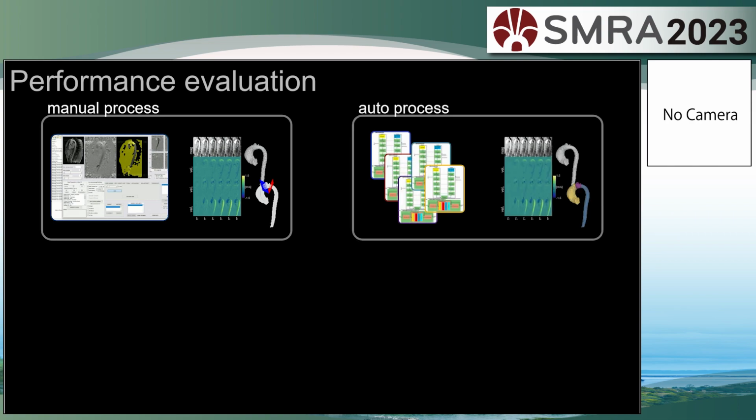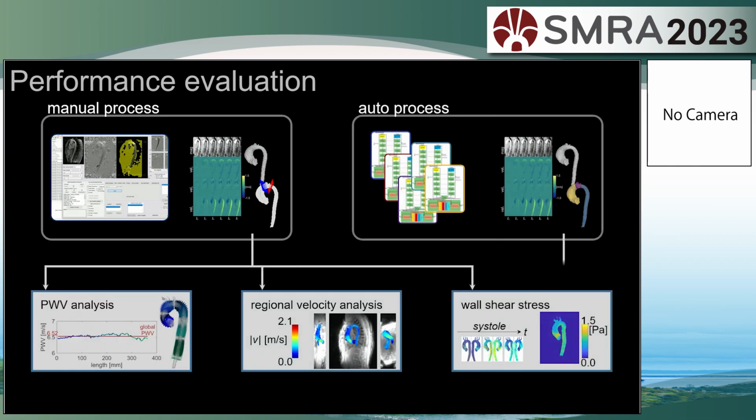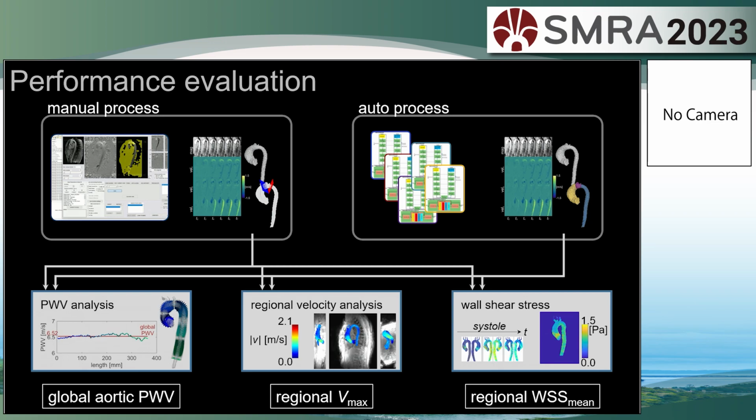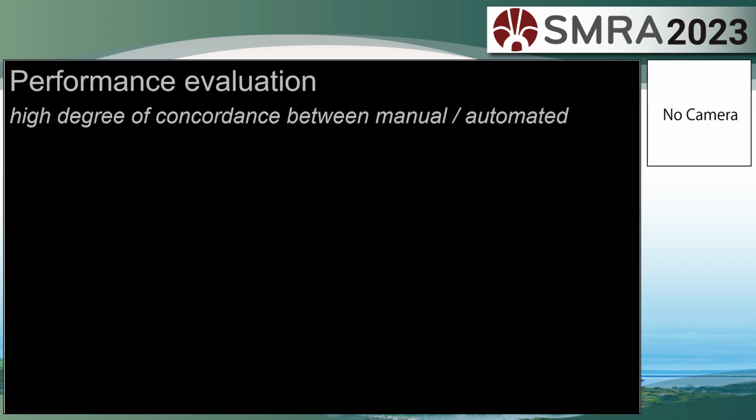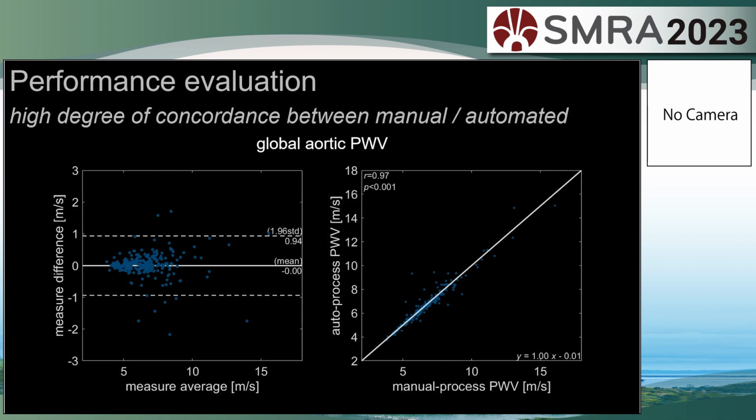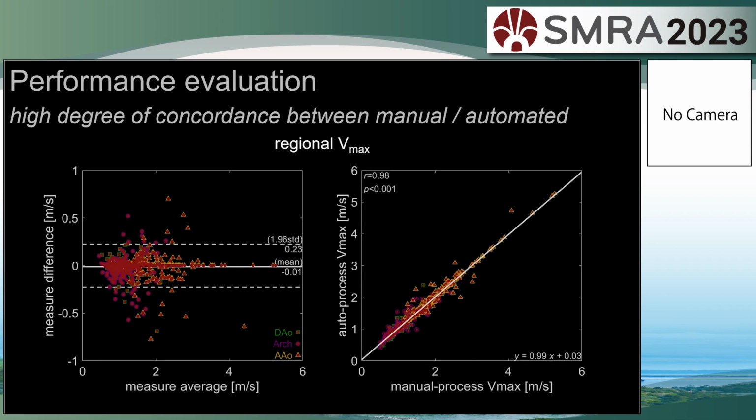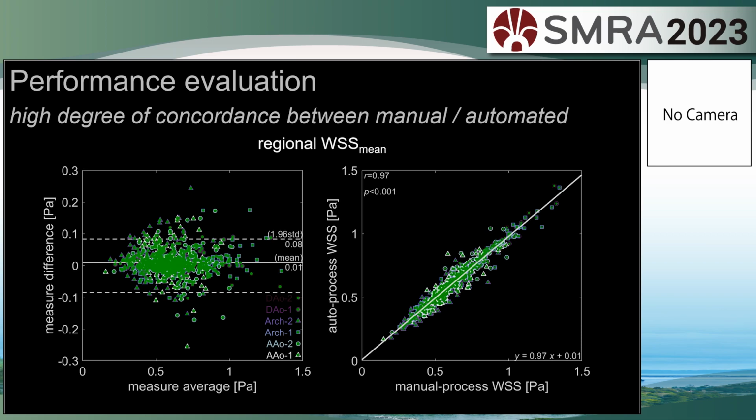Then in terms of comparing the results of doing manual versus automated processing, we were focused on global aortic pulse wave velocity, the regional peak velocities, and then also the regional mean wall shear stress. We had a high degree of concordance between the results from manual versus automated processing, with close limits of agreement and a high degree of correlation. A similar story for the regional peak velocities, and again for the wall shear stress, with close limits of agreement and high correlation between the results of the two methods.